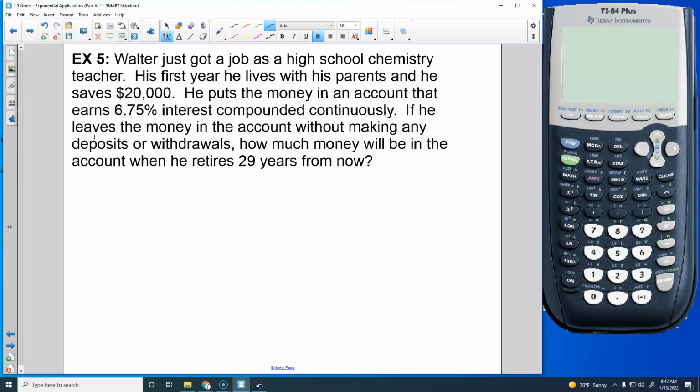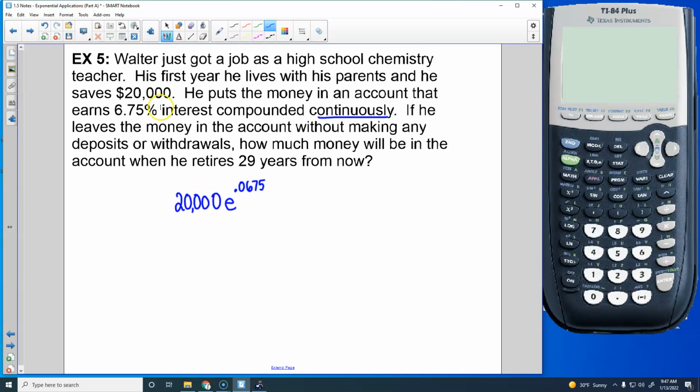So let's say that this happens. Our initial amount would be $20,000. It is compounded continuously, so we are using the P e to the rt formula. So we're going to have e to the r, which is our rate, but we need to change it to a decimal. So it's going to be 0.0675. And we've got 29 years.